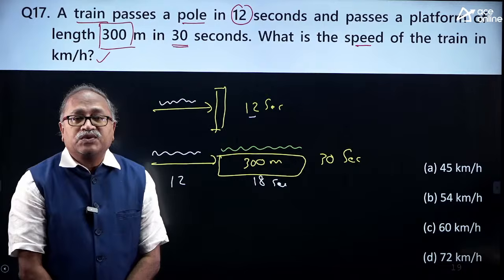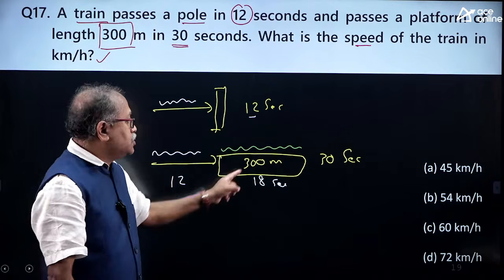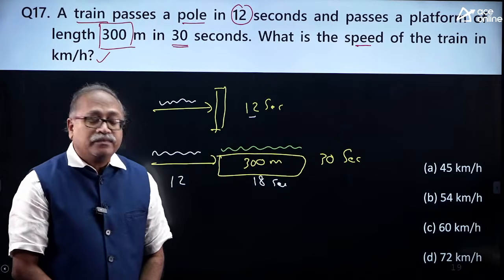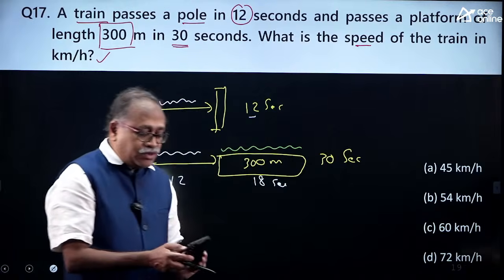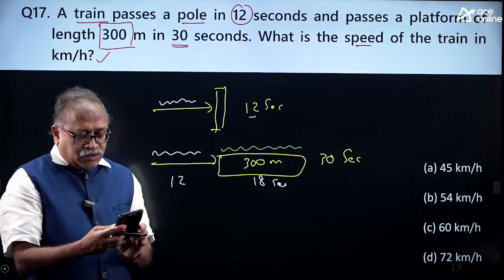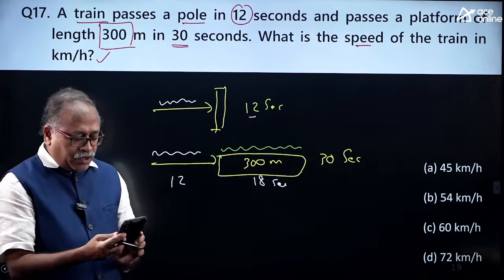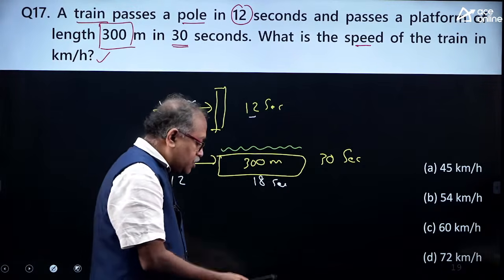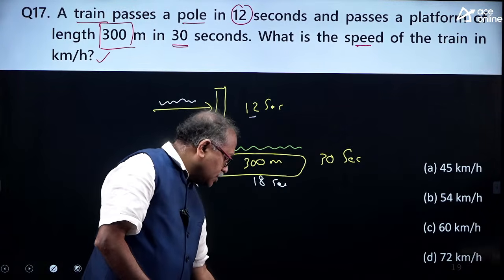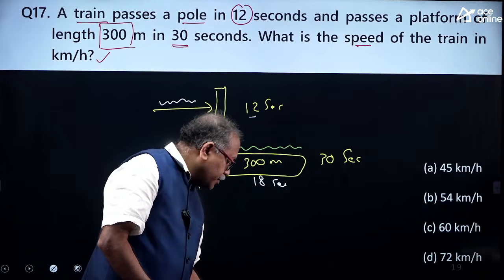Can't I find out the speed of the train? Speed is equal to distance by time. So, anyone answer the question? Okay, not an issue. At least you are learning, you are exposing the question. That's how it is going to help you.